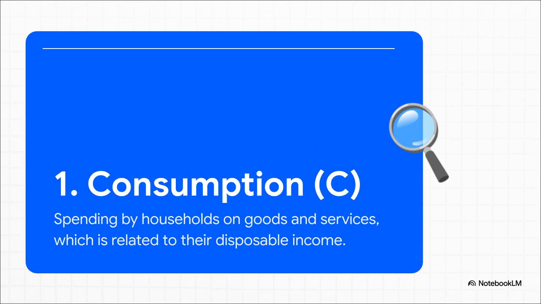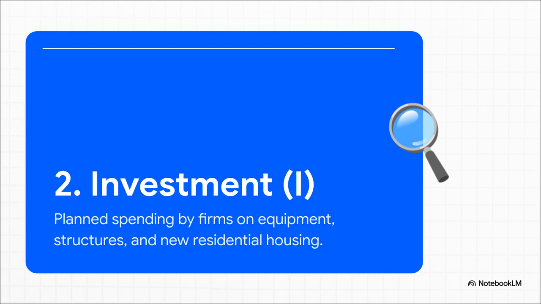First up, we've got consumption, which we just call C. And for most countries, this is the biggest piece of the pie by far. It's pretty simple. It's all the money spent by people like you and me. That morning coffee, a new phone, your rent, it's all in there. Next, we have investment, or I. Now, quick heads up, when an economist says investment, they're not talking about buying stocks or bonds. They're talking about businesses spending money on things that'll help them grow in the future. Think new machinery, a new office building, or even the construction of new homes.